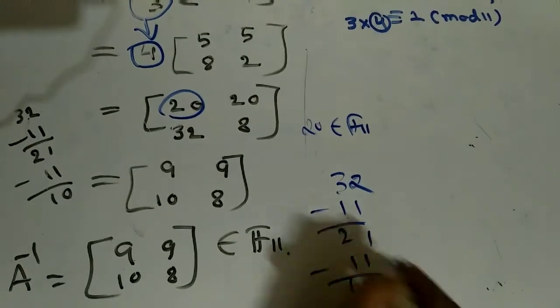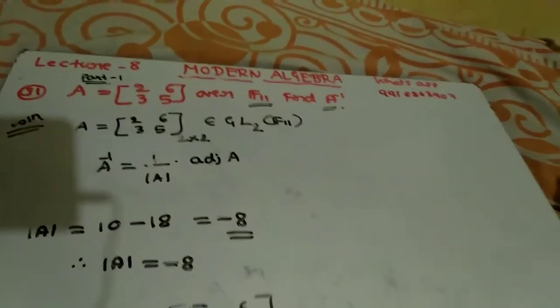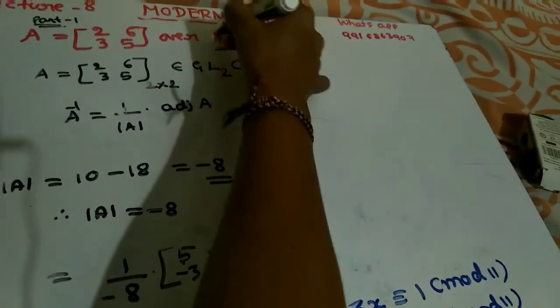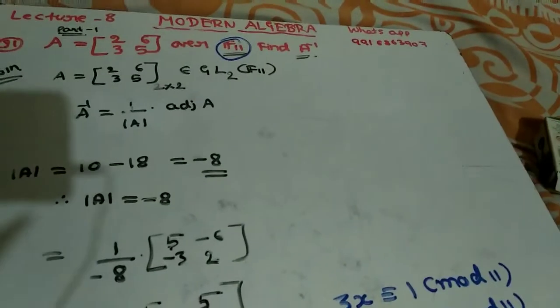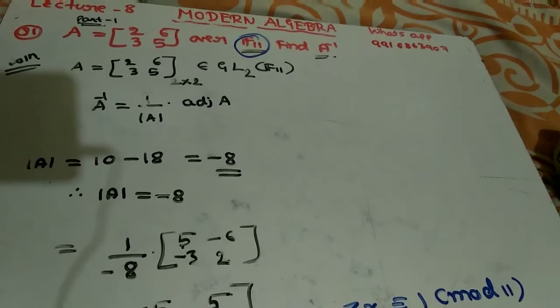Okay, so finally you will get your answer as a 10. This is how we have to find the inverse of any given matrix. If they give you a field, it's like this. If they didn't give any field, that is very simple and very easy.